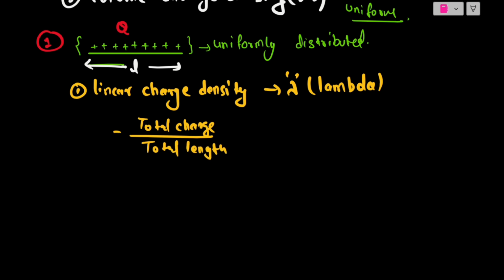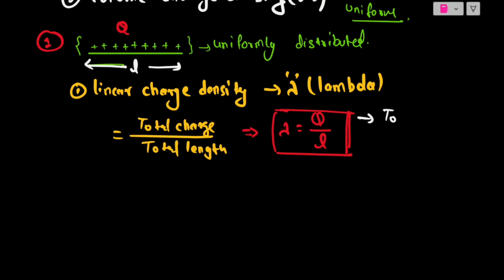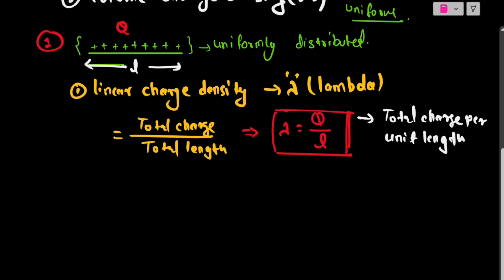Total charge over total length. So now we can write it as lambda is equal to total charge Q over the total length L. This is what a linear charge density says: the linear charge density is equal to the total charge per unit length, right? So this is what linear charge density is.